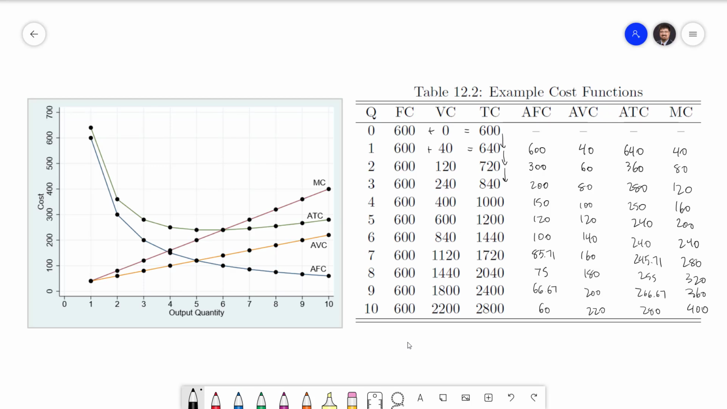We can also see the relationship between the average fixed cost, average variable cost, and average total cost. The average total cost is the sum of the average fixed cost and average variable cost. Notice that average fixed cost starts out very high because we have our 600 fixed cost spread over a small number of units, but as the number of units of output increases, the fixed cost comes down. The fixed cost is a constant number divided by a larger and larger denominator, and so the average fixed cost must always drop as quantity increases.